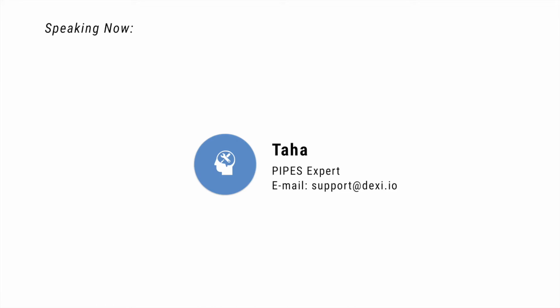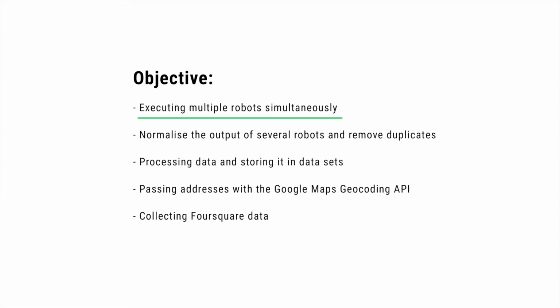Thanks. Hello, everyone, and welcome to this Introduction to Pipes webinar. So we're going to discuss 5 points in this session. We'll start by talking about how to control other robots, then how to align the output of several robots and remove potential duplicates. We'll also talk about processing data with JavaScript and storing data in datasets. Then we'll demonstrate how to use the Google Maps Geocoding API add-on and the Foursquare add-on.